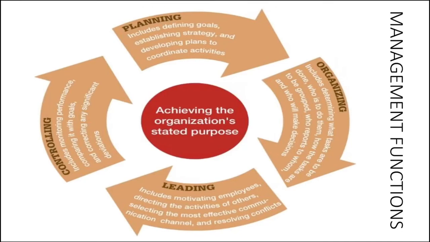Alright, and then moving on to the controlling. Okay, the controlling level, last part of management functions. It includes monitoring performance, comparing it with goals, and correcting any significant deviations. So dekat sini maksudnya bila manager tu dah plan baik, have a proper set of organizational chart or organizational structure, the manager can lead the employees, the subordinates to the right track, the right path. Okay, now we move on to controlling.